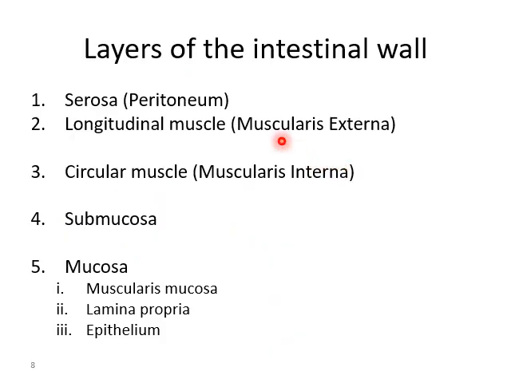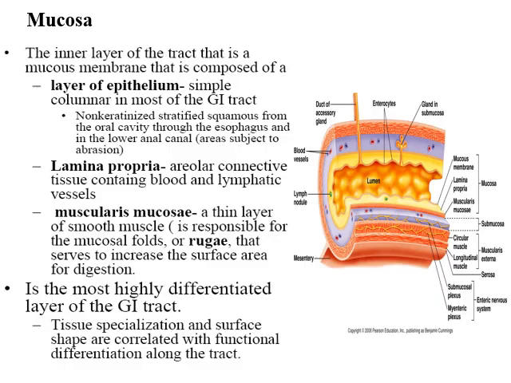So here, now given in the order, serosa, which is also called the peritoneum, and then you have the longitudinal muscle layer, which was outside. So you call it muscularis externa, and then the inner circular layer, that's why you call it muscularis interna. And then you have the submucosa, and then you have mucosa, and mucosa still further has three subdivisions, which is muscularis mucosae, lamina propria, and the proper epithelium.